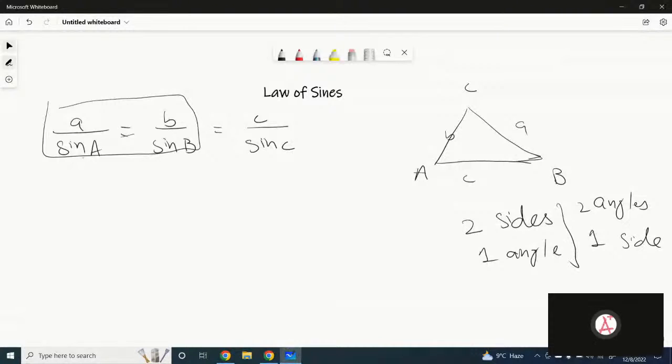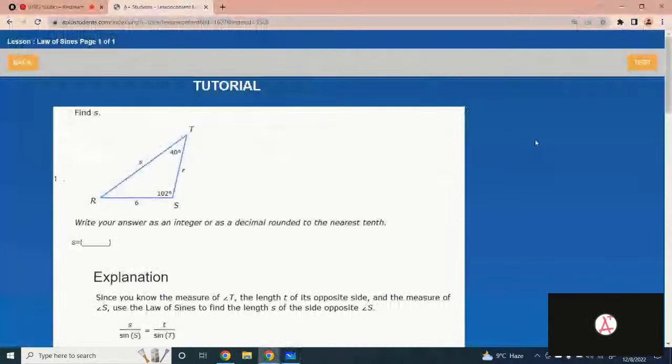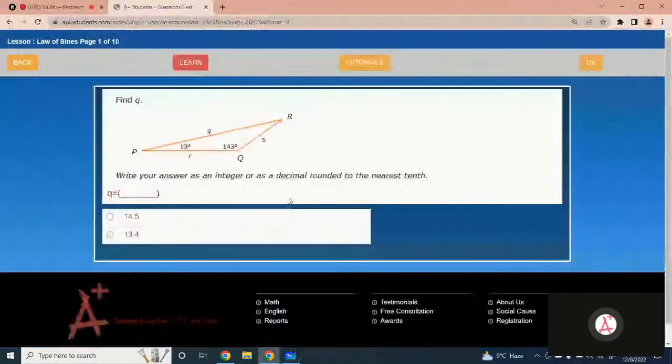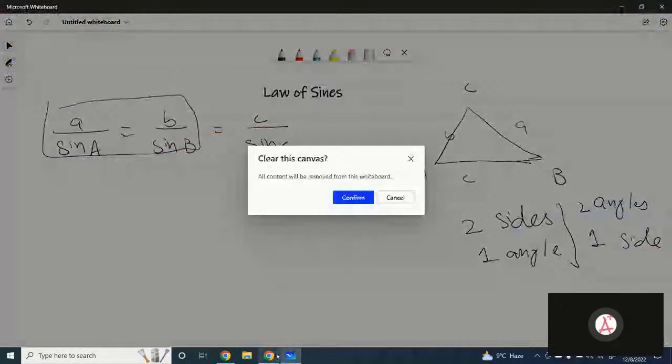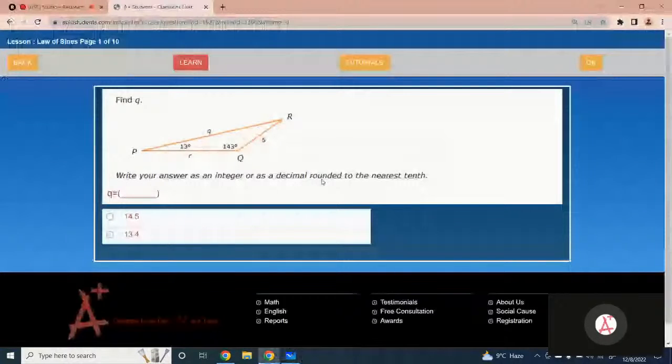Okay, let's start with the test question. Let's do practice questions. I'm given a triangle PQR. Let me draw the triangle on the board. Let me see what information we are given: two of the angles and one of the sides. That means we can use the sine law. We have to find the length of side q.